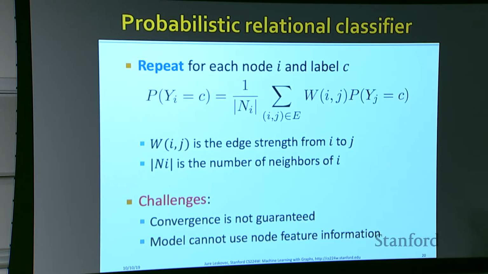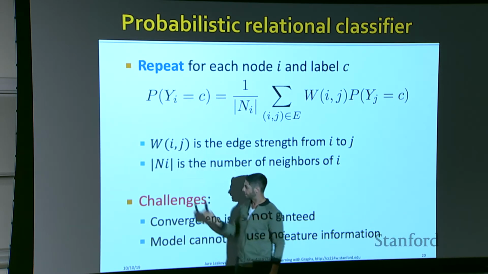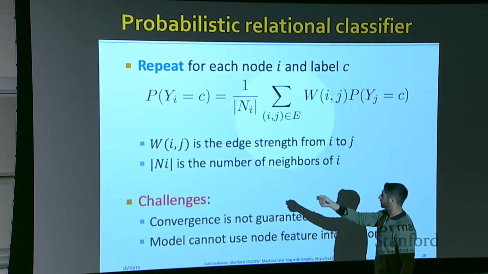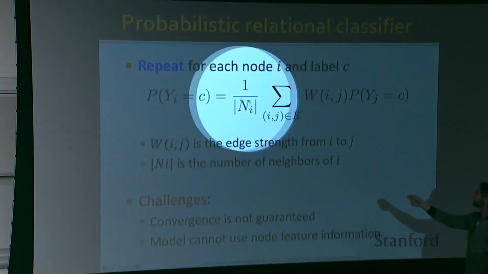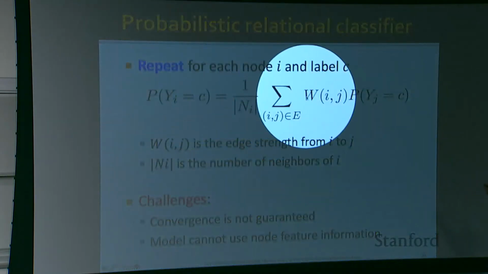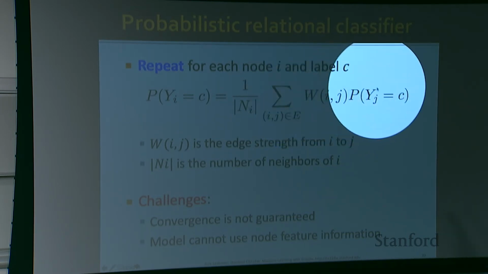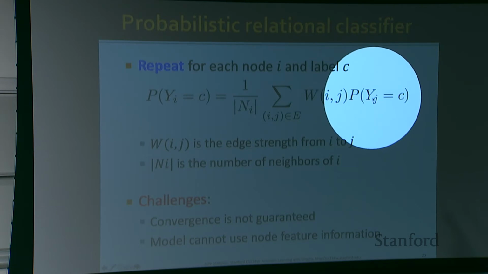Okay, so now let's go through the few formulas that we're going to be seeing today for how to perform collective classification. So what we do is, for each node I and label C, what we're finding is the probability that the state of our node I is going to be equal to C, okay? And what we do is, first of all, Ni is the number of neighbors of I, and then W is our adjacency matrix that we were talking about before. It could also encode the weights. And then this is the probability, basically, that our neighbors are going to have the label C, okay?